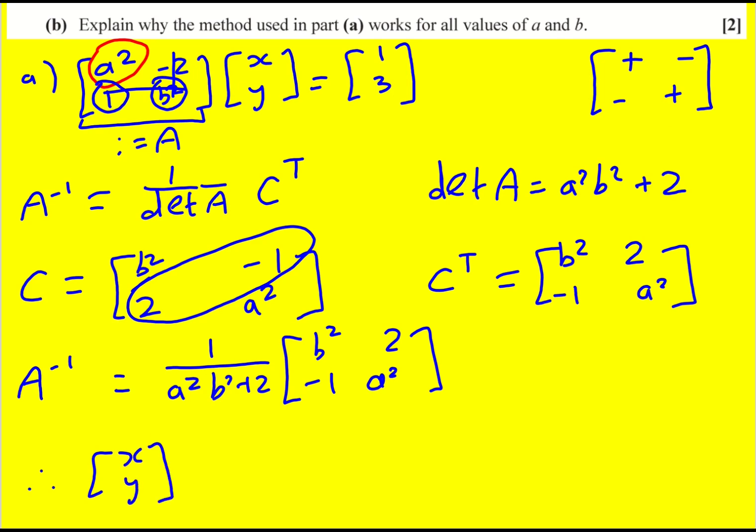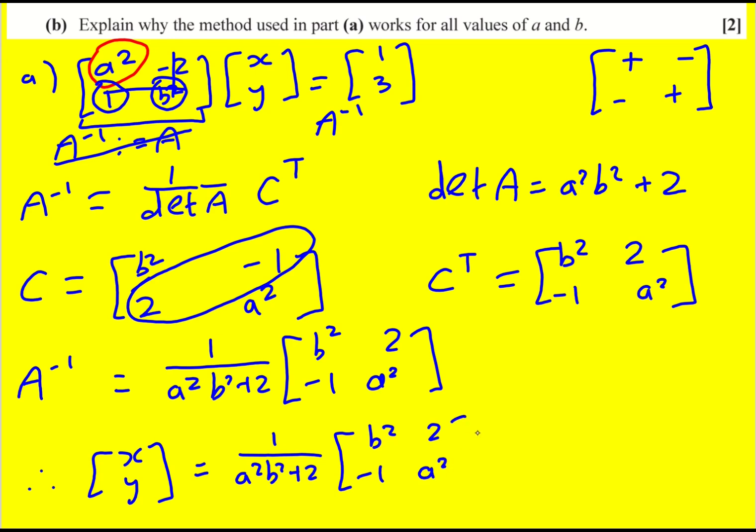Okay, and therefore x, y, what we do is we multiply on the left both sides by the inverse, which cancels this one out. It's essentially the identity. So I get 1 over a squared b squared plus 2 multiplied by b squared, 2, minus 1, a squared, and that is what I'm going to multiply 1, 3 by. And I've got my solution.